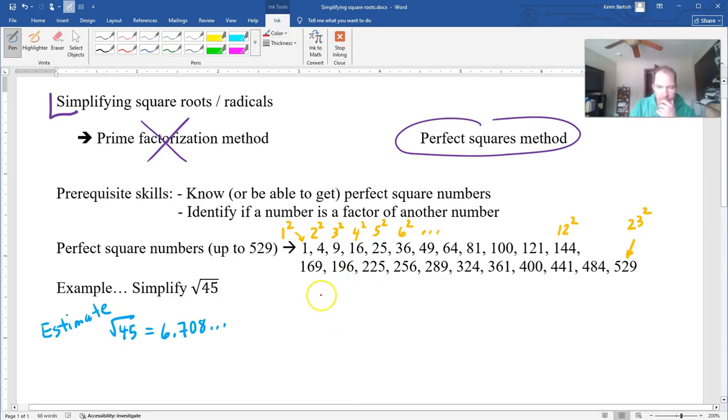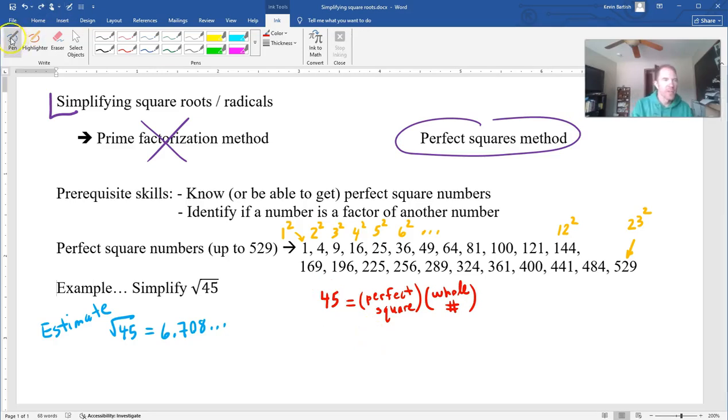What I want to do is I want to take 45 and I want to find it to be one of these perfect square numbers times any whole number. So I want a perfect square number times some whole number. This is the overall goal here, and we could change the 45. The 45 is not special here, but this is the method.